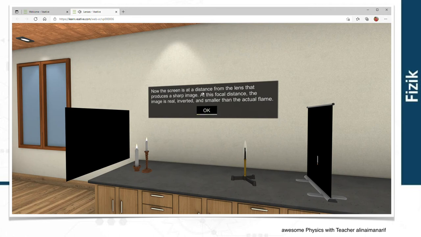The screen is at a distance from the lens that produces a sharp image. The sharp image is formed on the screen. At this focal distance, the image is real, because the image is formed on the screen. Inverted, you can see this object and this image, and smaller than the actual flame.